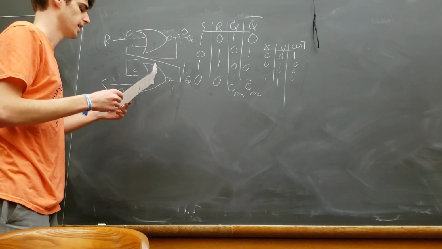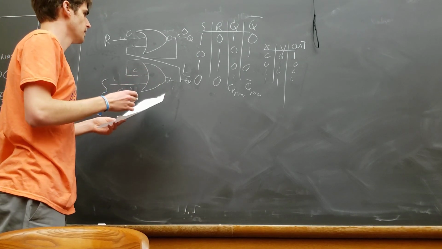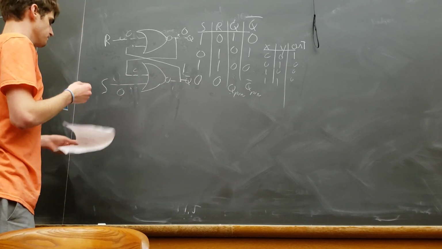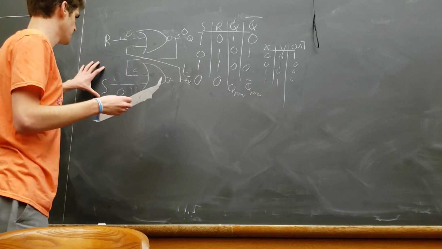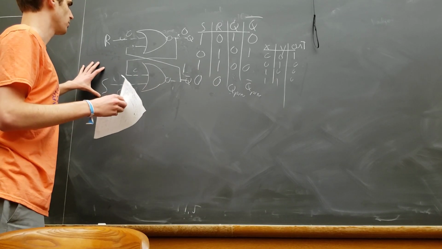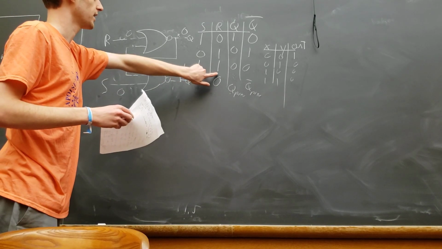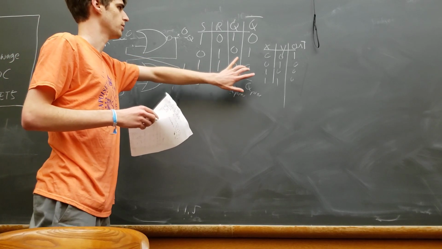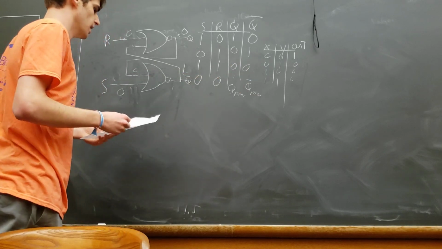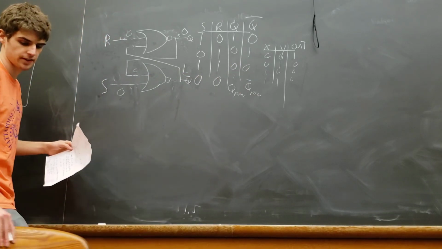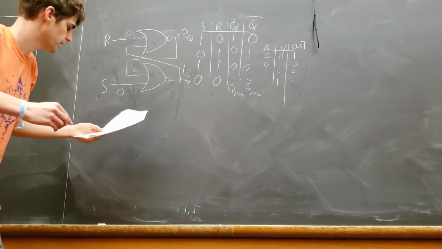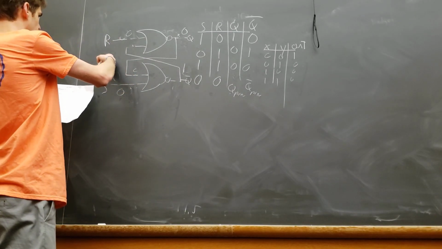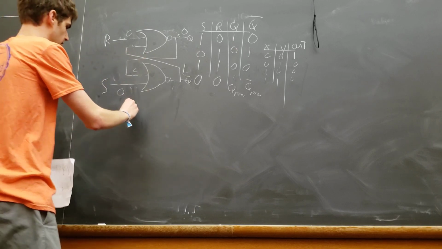But the thing is, first of all, it'd be nice to have a better way to input data into this. And it'd also be nice to not have this issue where when S and R are the same, Q is the same as Q naught, because that's a problem. So one way that we can fix this is by basically putting AND gates in front of these.